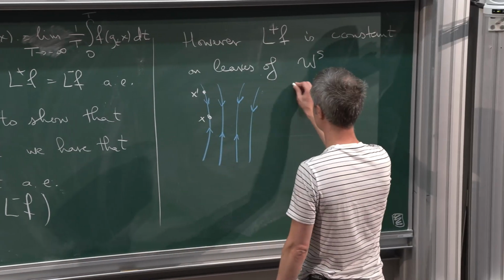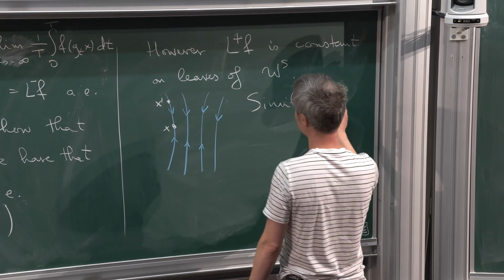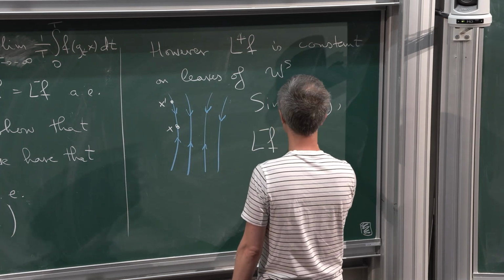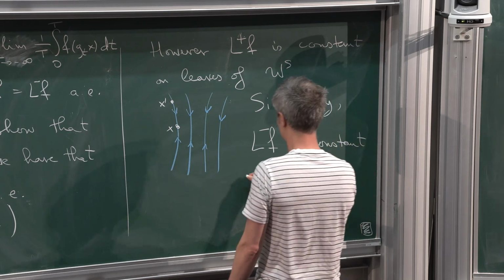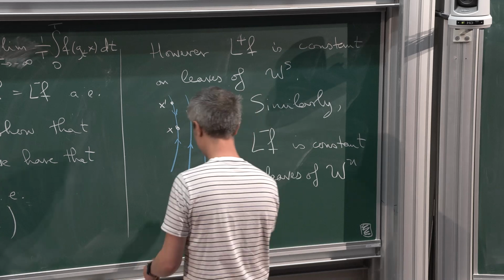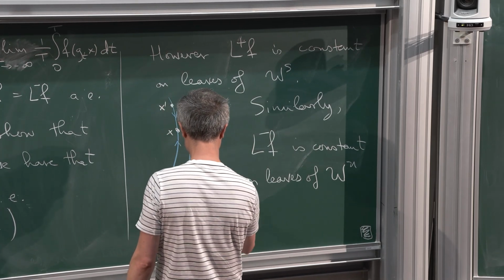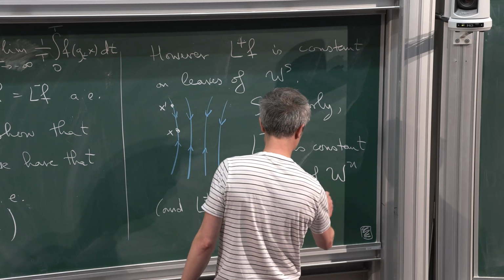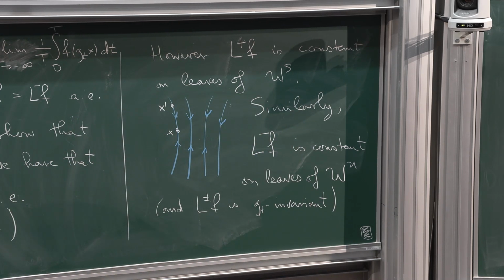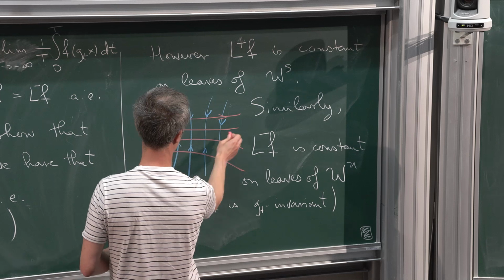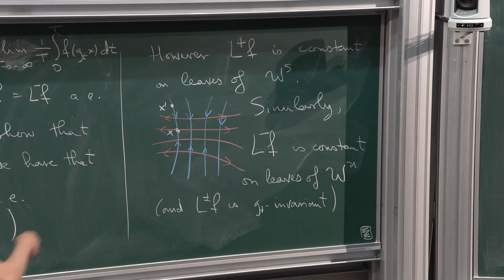But we also know the kind of dual conclusion for the unstable and for the backwards averages, on leaves of W u, and L, either of them. So mostly to simplify the pictures, I'm not drawing the flow direction, but of course there's a flow direction. We essentially obtain that our function is constant on almost every leaf in such a pattern.